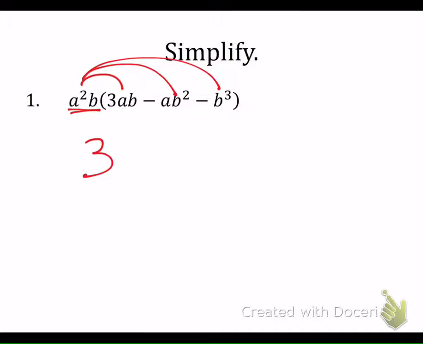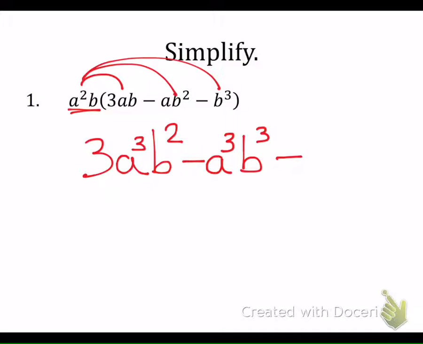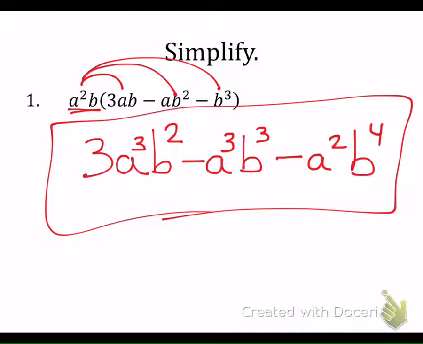the 3. How many A's? 3. A to the third, B to the second. Good. You got to follow those rules for multiplying with exponents as well. Okay? Then a minus. There's no coefficient on either of them, so you don't need a number up front on this term. A to the third, B to the third. Good. Minus A to the second, B to the fourth. Good. Raise your hand if you have any questions.